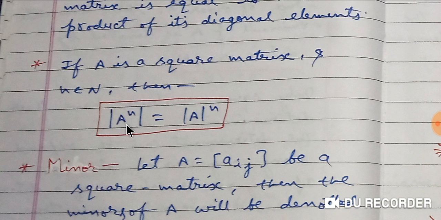So what this says is that the determinant of the nth power of A, that means we have to find the determinant of a matrix A whose power is n, will be equal to the nth power of the determinant of A. So these are some properties you have to just remember.